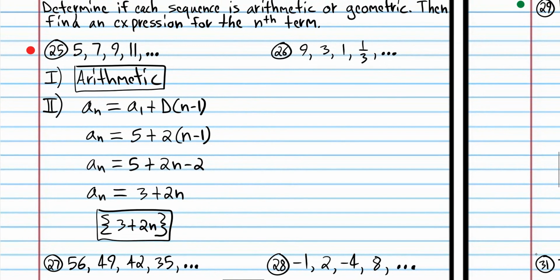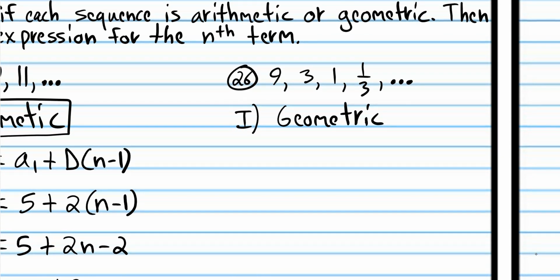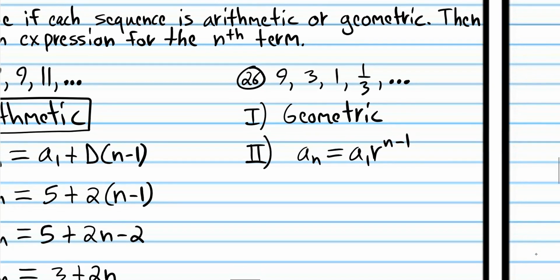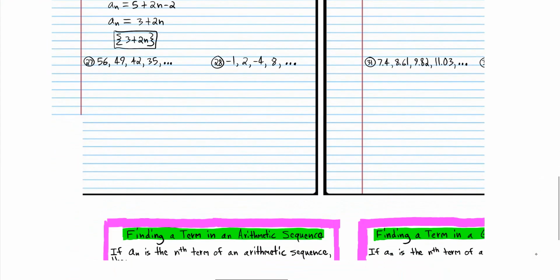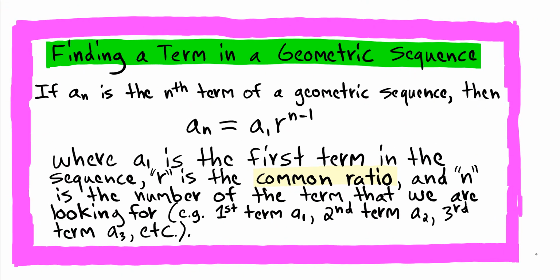Let's try another problem. So we can see that this is obviously a geometric sequence because we're multiplying by 1/3 to get the next term. Now the nth term of a geometric sequence is equal to the first term times the common ratio to the n-1 power. Now if you forgot that, again, we learned that formula in the previous class.